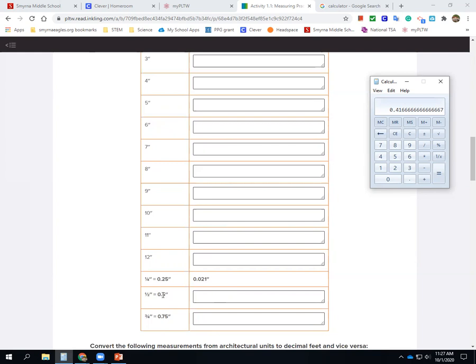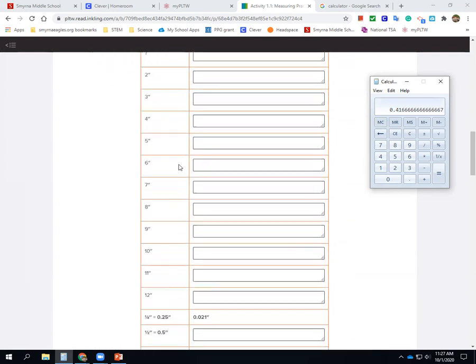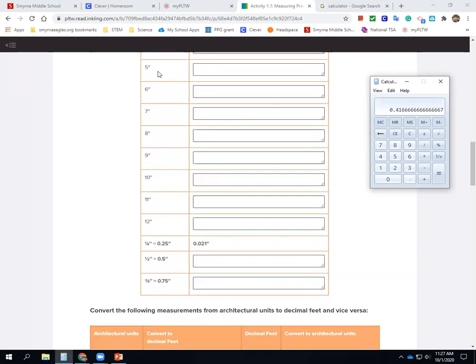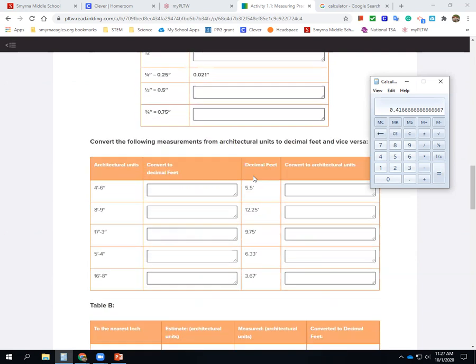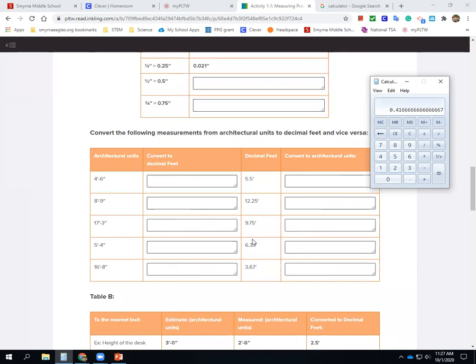So again, you're taking your 0.5, dividing by 12, just like we did with all these. It's just now we're working with decimals instead of whole numbers like we did up here. Okay? Then you're going to do the same thing here and fill this out.